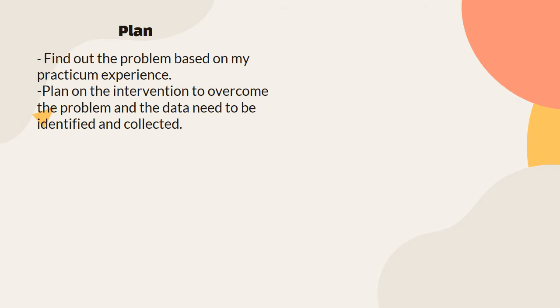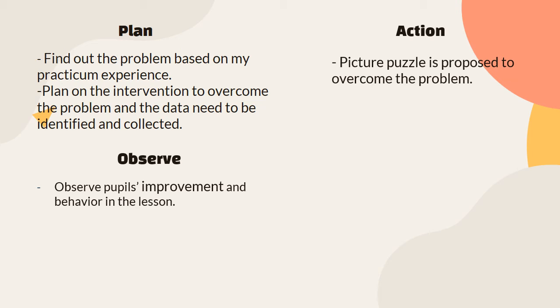Just now I said that there are 4 main cycles in this action research model, which was designed by Kemmis. For the first one, the plan stage, I will need to find out the problem based on my practical experience, which is from my teaching and learning experience through my practicum. I need to plan the intervention to overcome the problem, and the data need to be identified and collected. For the second one, the action stage, the picture puzzle is proposed to overcome the problem, because I need to solve the problem by using my intervention.